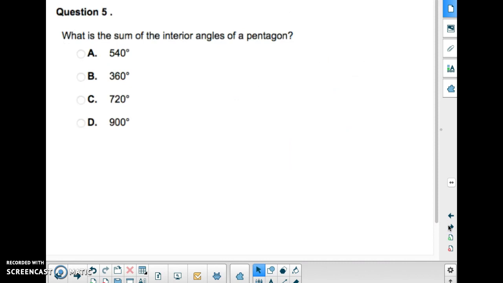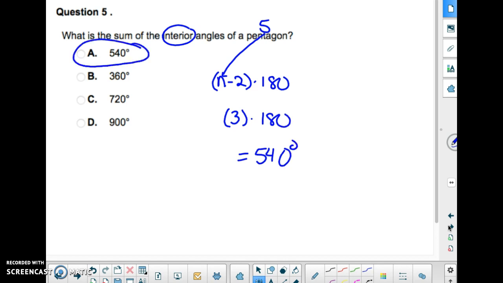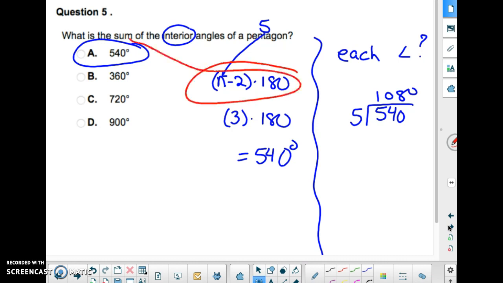Question 5, what is the sum of the interior angles of a pentagon? So 5 sides. So we use our formula, n minus 2 times 180. So n is 5. So 5 minus 2 would be 3 times 180. So the total would be 540 degrees. If I take an enrichment off of that, if they said how many degrees are in each angle, then we take that 540 and we divide it by 5 to get 108 degrees for each of the angles. This formula gives us the sum.